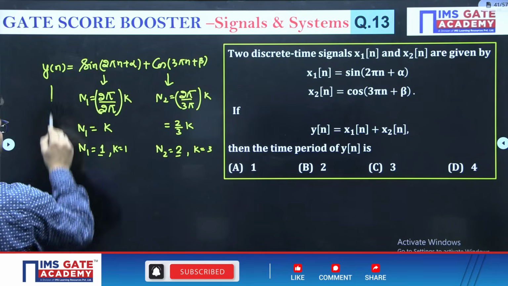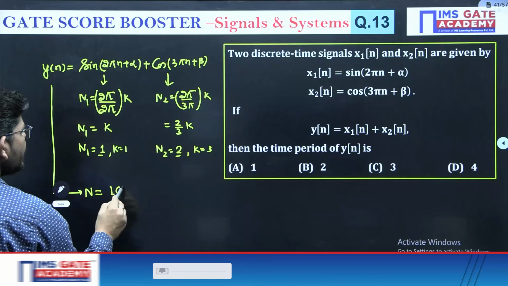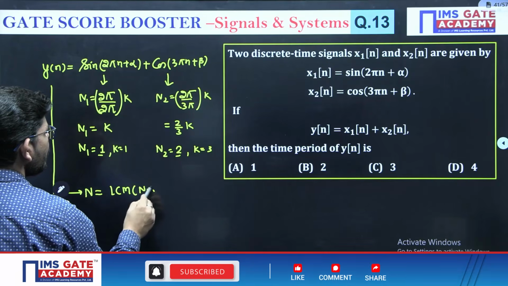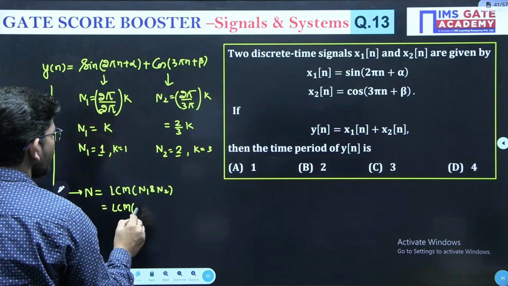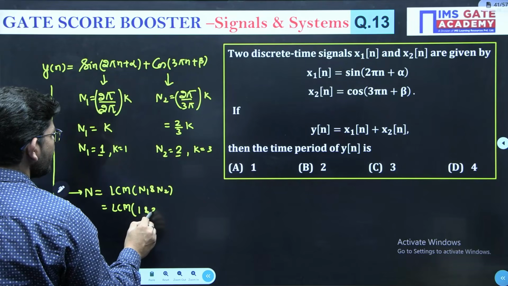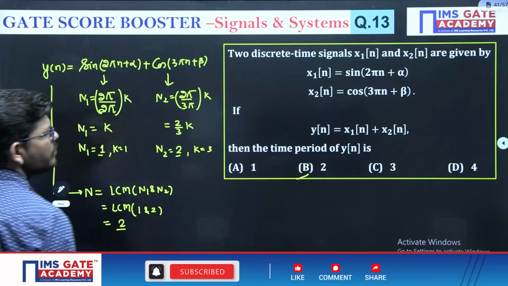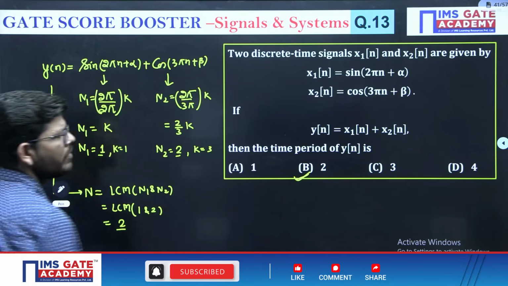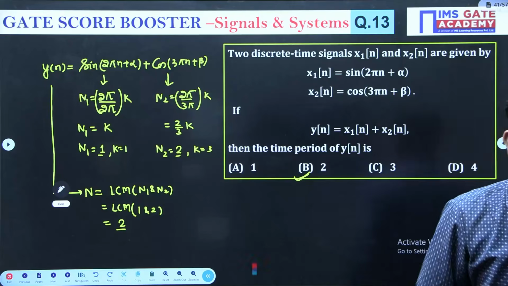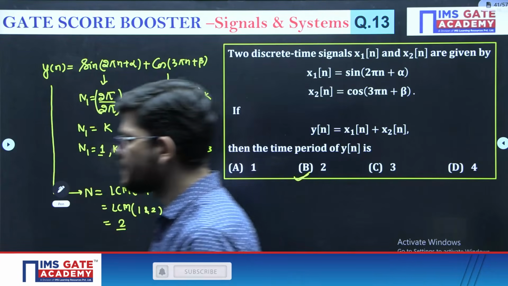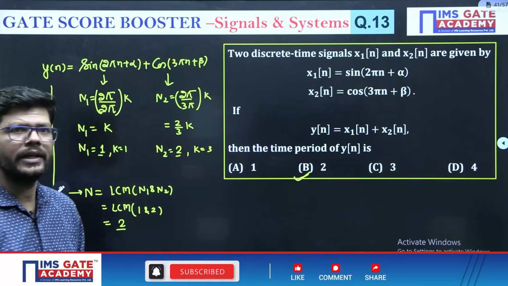So y of n can be a periodic signal, and the time period of y of n will be the LCM of N1 and N2, or LCM of 1 and 2. LCM of 1 and 2 is 2, so the answer will be 2. In this way you can solve this question. This is an easy question, but given in a twisted way. I hope that this is also clear to you, correct?